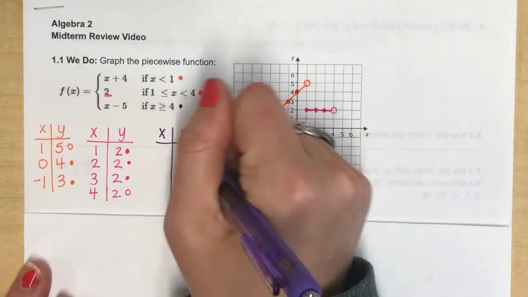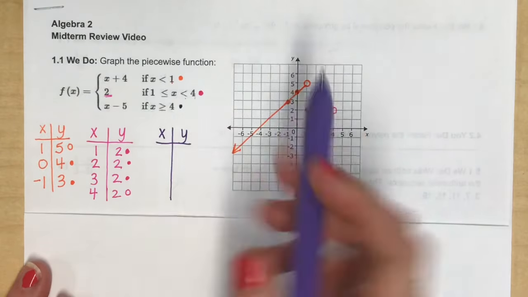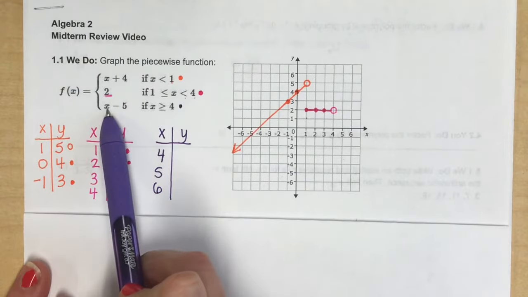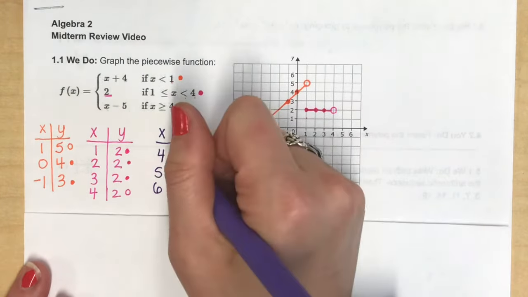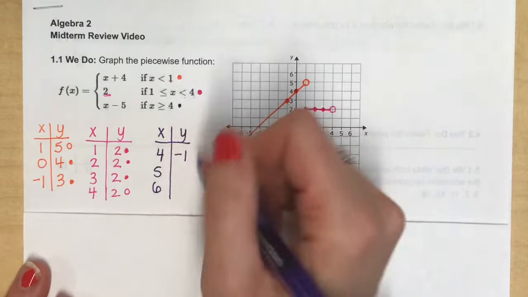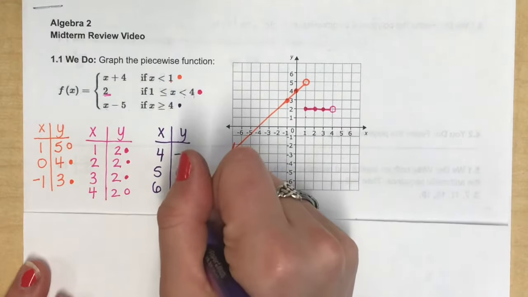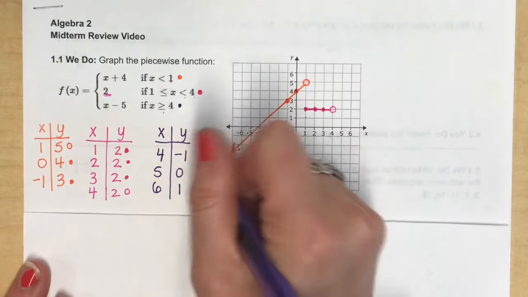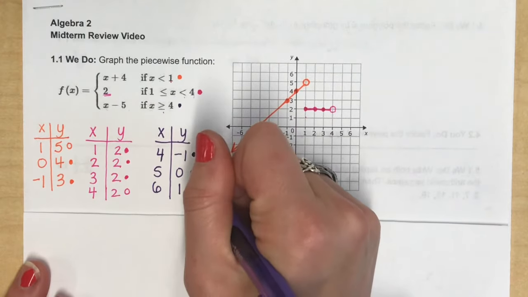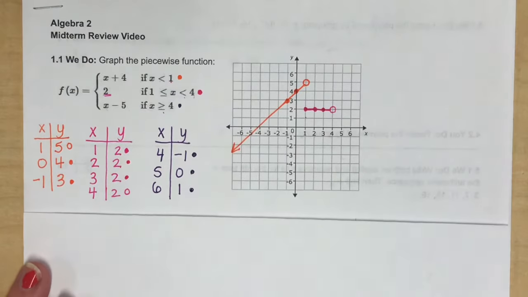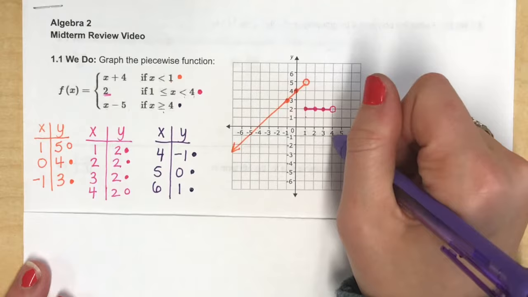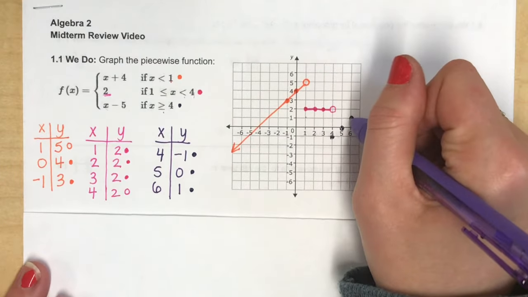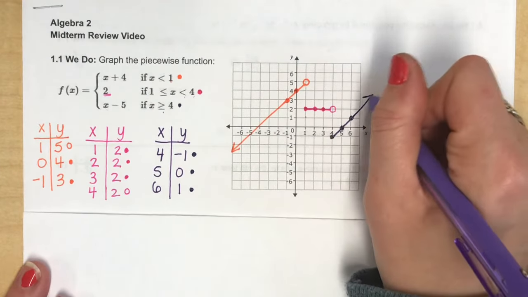Okay, and now my third piece, again doing the same thing. I'm going to pick numbers that are greater than or equal to 4. So 4, 5, and 6. If I plug in 4, 4 minus 5 is negative 1. 5 minus 5 is 0. 6 minus 5 is 1. And it's greater than or equal to 4, so at 4 it's going to be a closed circle, and they're all going to be closed. So 4, negative 1, 5, 0, 6, 1, and I'm going to continue.